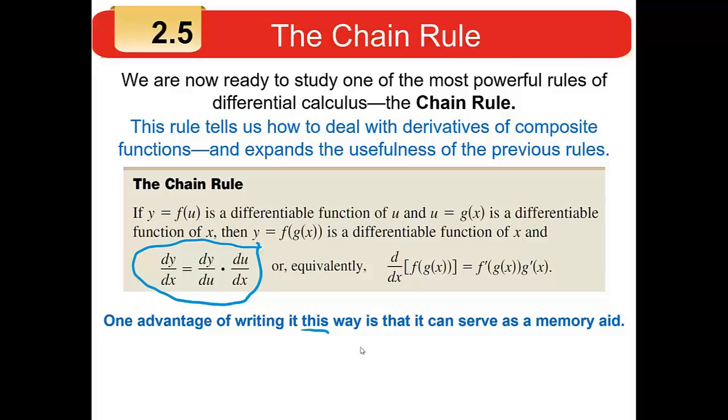The first way is nice for, among other reasons, that it can actually serve as a memory aid. You can think of that dy over du times du over dx on the right as a regular product where the du's would cancel out or divide out, and you would get dy over dx again. So that sort of helps you to remember it. In a sense, that's a good way of thinking about the chain rule because it makes it so easy to remember.